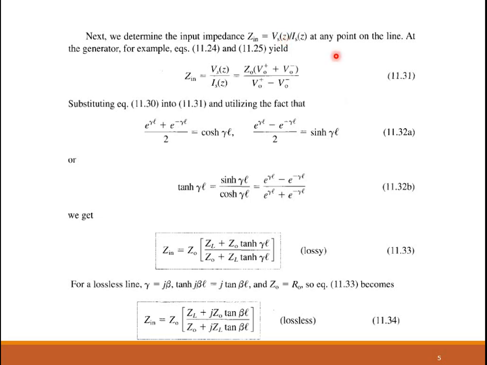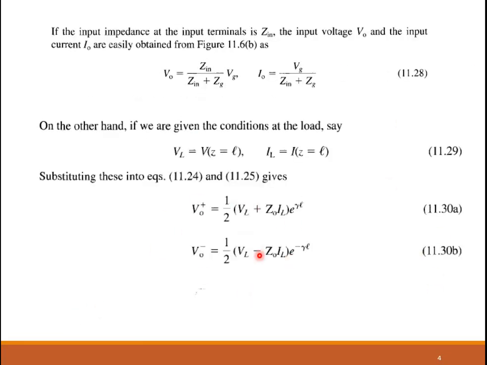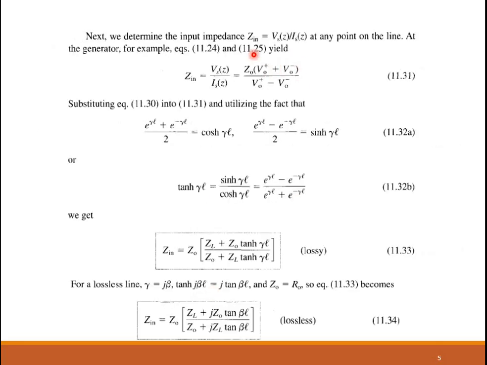This is at the generator end. We found this expression 11.31 at the generator end. So I can suitably assume that gamma is 0 because that is the starting point. Now I'm going to substitute 11.30 into 11.31. 11.30 is these equations, the end condition, the condition at the load end. I'm going to substitute that here. And in simplification, the term e raised to gamma L plus e raised to minus gamma L by 2 is replaced with cosh gamma L, and this is replaced with sinh gamma L.